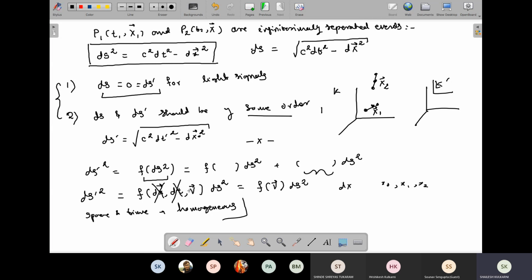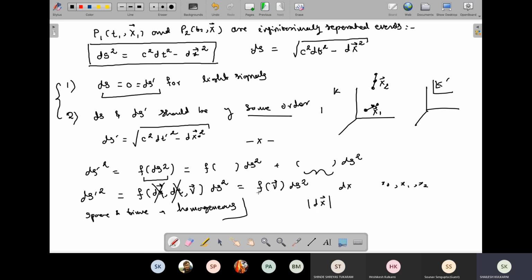In general it depends on the velocity vector, but because of the homogeneity of space and time, it will not depend on your dx and it will not depend on your dt. It will not depend even on the magnitude of dx, because the magnitude of dx will tell us, again, the same argument. Homogeneity says that it will not depend on dx, both in magnitude as well as in direction.